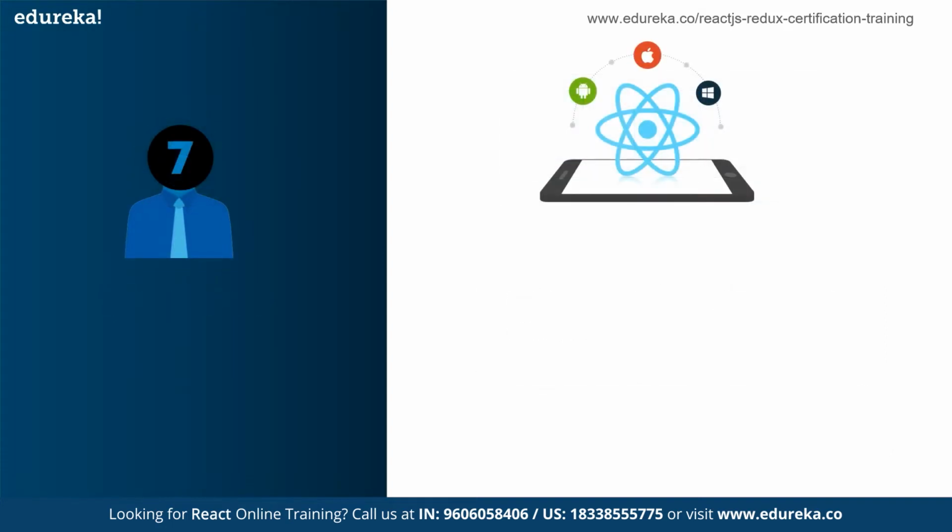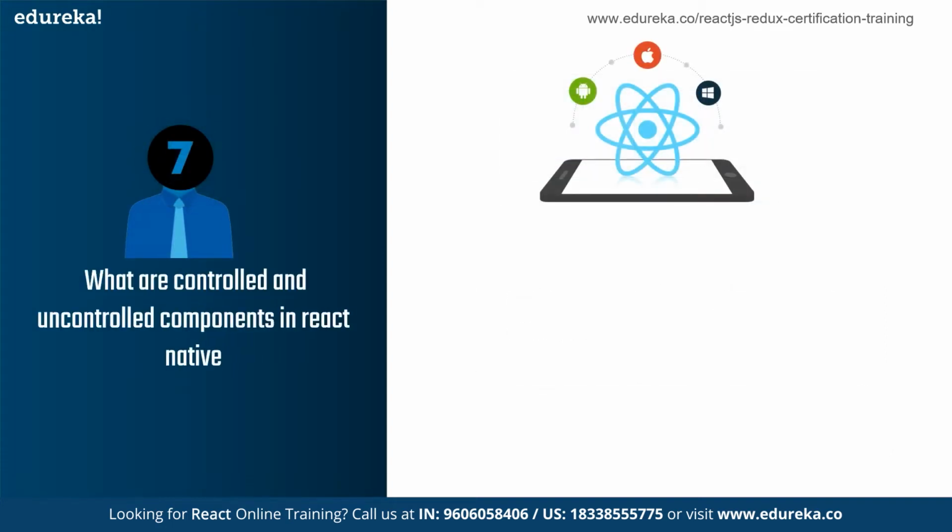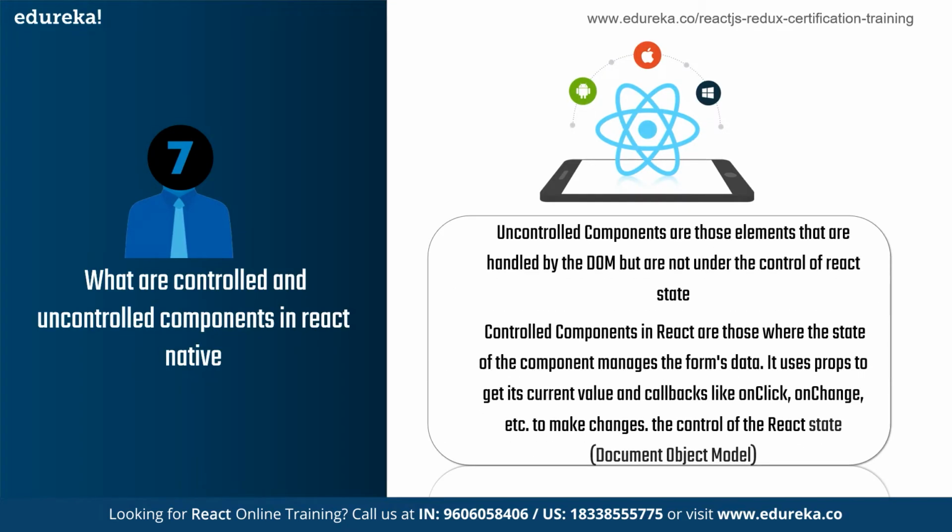We'll move on to the next question, that is, what are controlled and uncontrolled components in React Native? According to the definition, uncontrolled components are those elements that are handled by the DOM, not by the state. Whereas controlled components are handled by the state, and they use props to get the current value depending on callbacks like onClick, onChange, etc. to make changes. Factually, it is better to use controlled components rather than uncontrolled components.